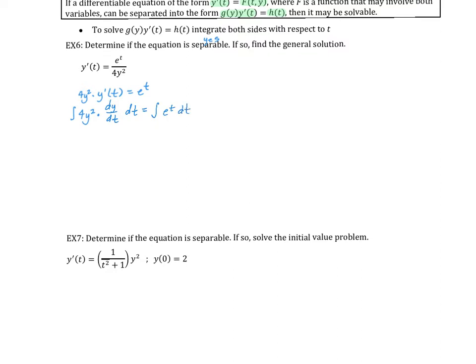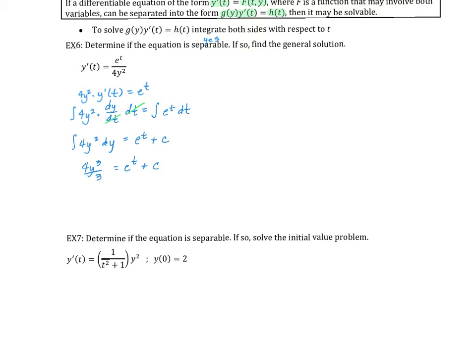But something nice happened. Notice that the dt's cancel, similar to what we did in the second example, third example. And we're simply integrating 4y squared with respect to y. Now on the right-hand side, this is simply e to the t plus our constant c. On the left-hand side, this is going to be 4y to the third over 3 equal to e to the t plus c.